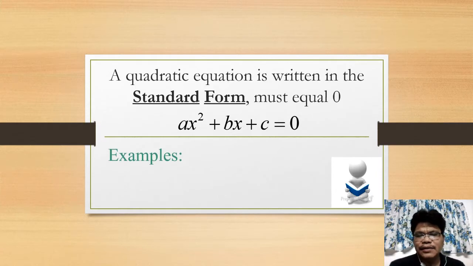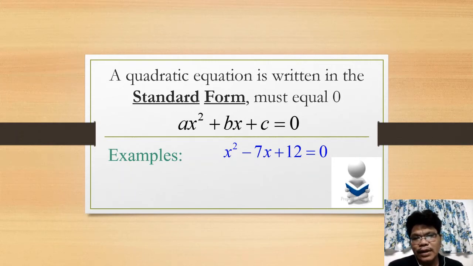Now, let us now proceed to the example. X squared minus 7x plus 12 equals 0. So this is an example of complete quadratic. Why? There is a value of a, the value of b, and the value of c. And the right member of the equation equal to 0.